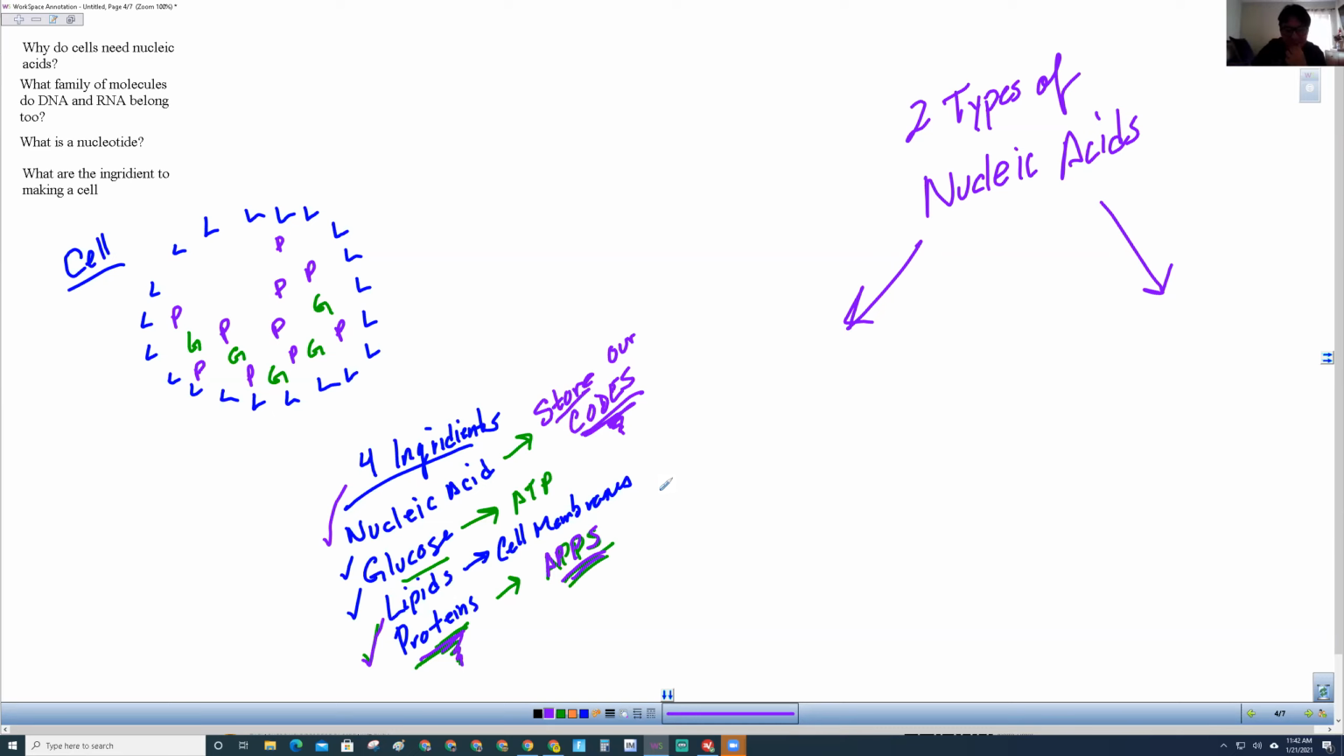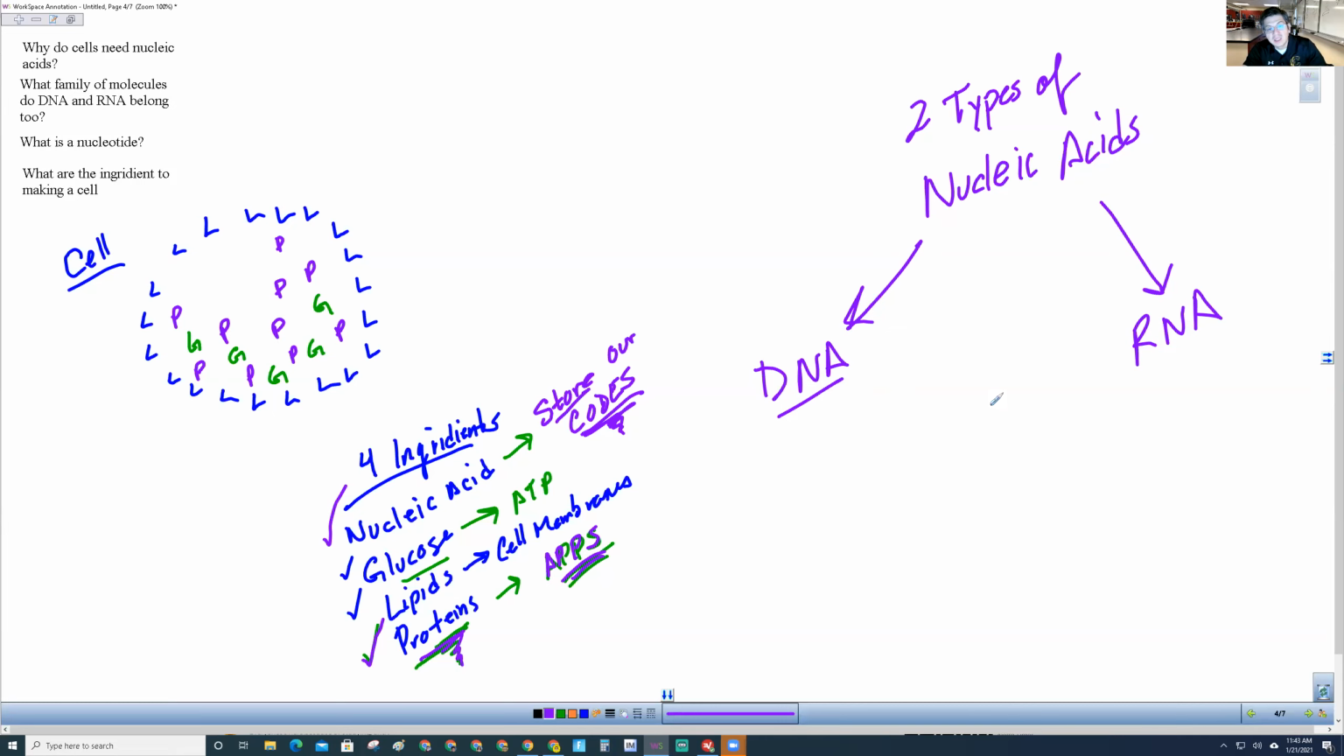What are the two types of nucleic acids, people? Anybody? DNA and RNA. Very good. DNA and RNA. Excellent. Very good, right? So these are the two types of nucleic acids, right?